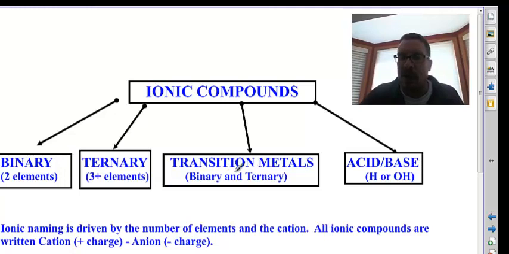We'll talk about the transition metals, those crazy things in the D block, and scattered down into the higher levels of the P block that can have more than one charge. They can be both binary or polyatomic. And then we'll finish up with acids and bases. Again, ionic naming is driven by the number of elements and the cation. All ionic compounds are written cation first, the positive charge, and anion second.